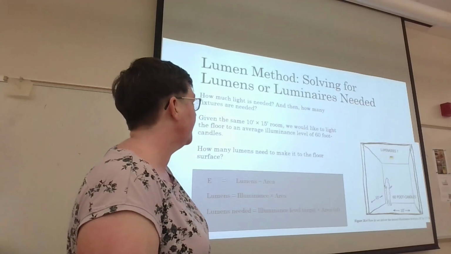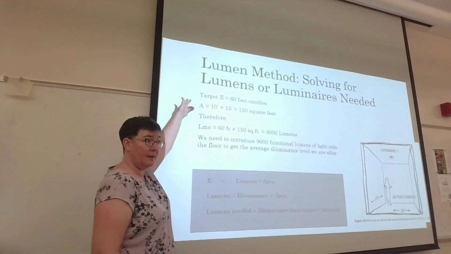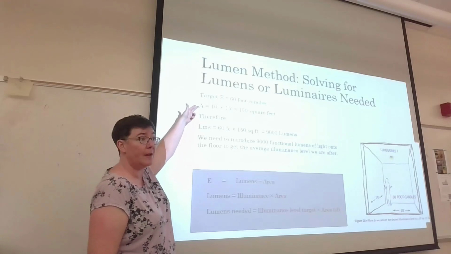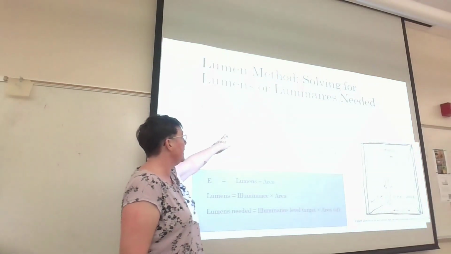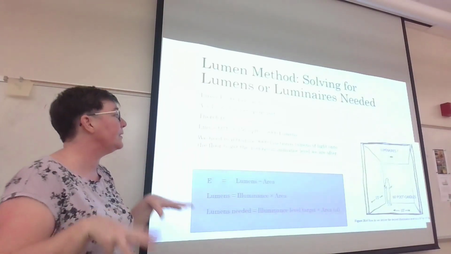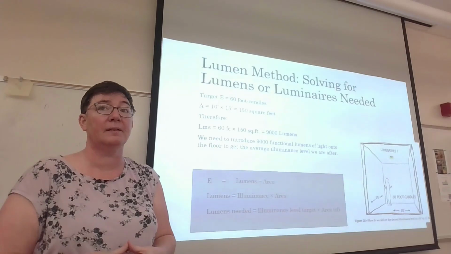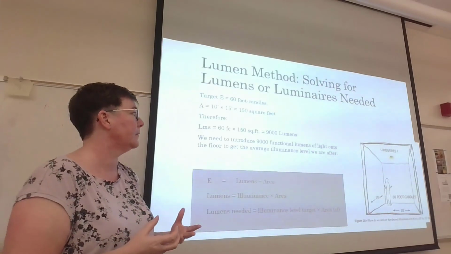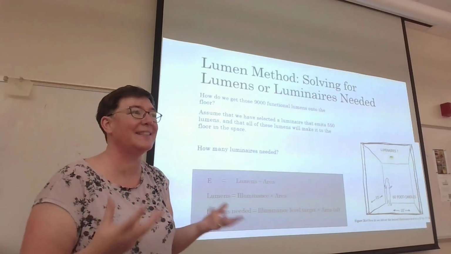All right, let's see our answer. Our target illuminance was 60 foot candles. That was given. The area of the room was 10 by 15, the same 150 square feet. It's a small room. 60 foot candles times 150 square feet is 9,000 lumens. So we need to provide 9,000 lumens to get this average illuminance level. And then, how do we get those 9,000 lumens?